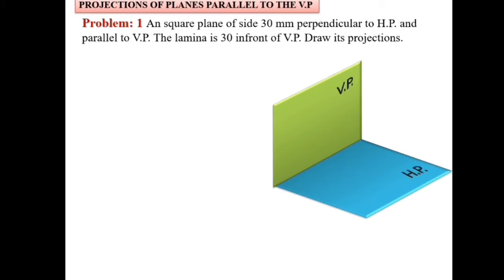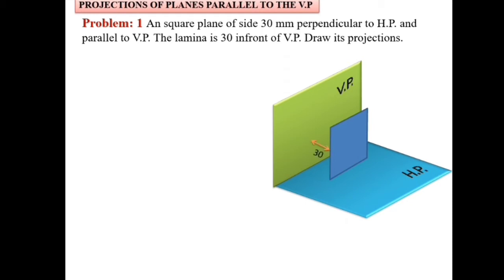The square plane side is 30 mm and it is perpendicular to HP and parallel to VP. The surface of the lamina is 30 mm in front of VP. So when you are watching from the front view, you will get the true shape of the square. So first you will draw the true shape of the square.